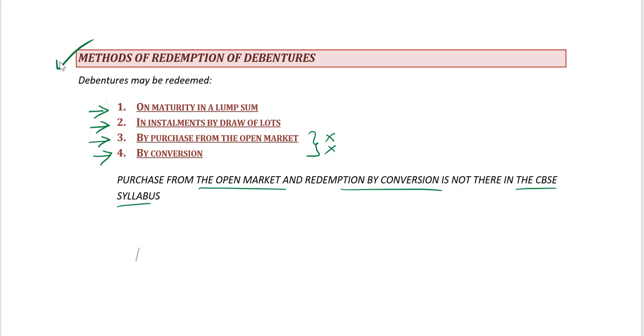So now in this video, we've learned the provisions of Companies Act 2013 regarding redemption of debentures, and we've seen the 4 methods of redemption of debentures also. In the upcoming videos, we will learn the journal entries to be passed in the first method, that is on maturity in a lump sum, as well as in the second method in installments by draw of lots.